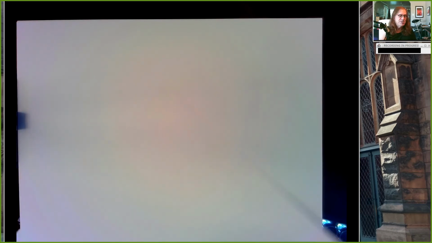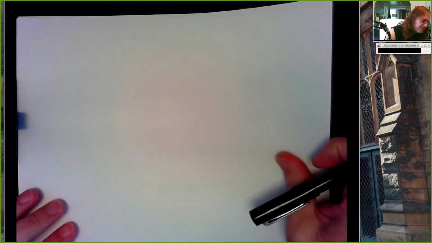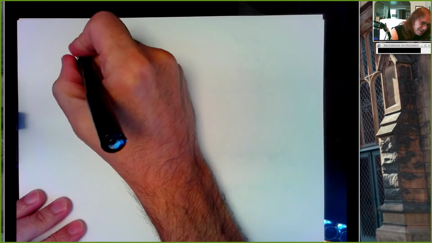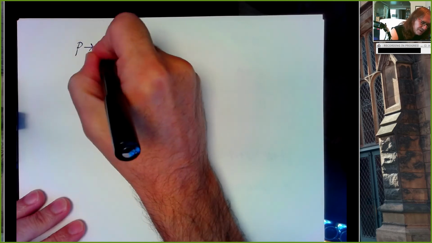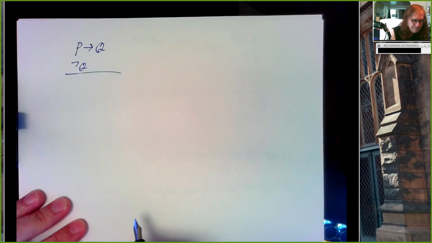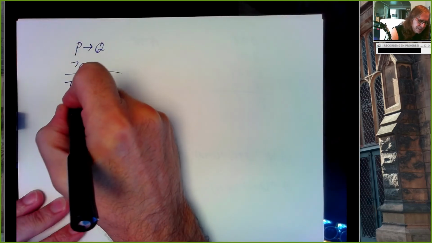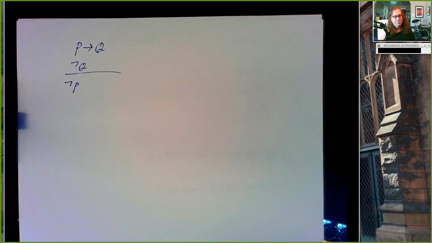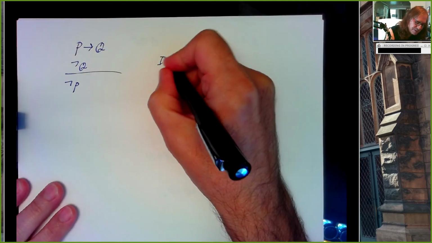All right, so let's look at another rule of inference. This is called modus tollens, or indirect reasoning. And it says the following. Suppose we're told that if P, then Q, and we're told not Q, we can conclude not P. And this is indirect reasoning.